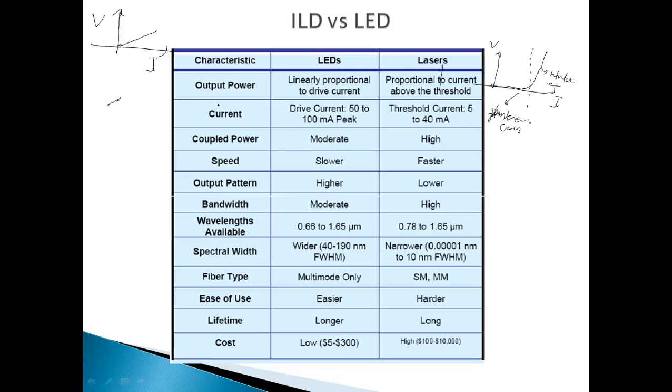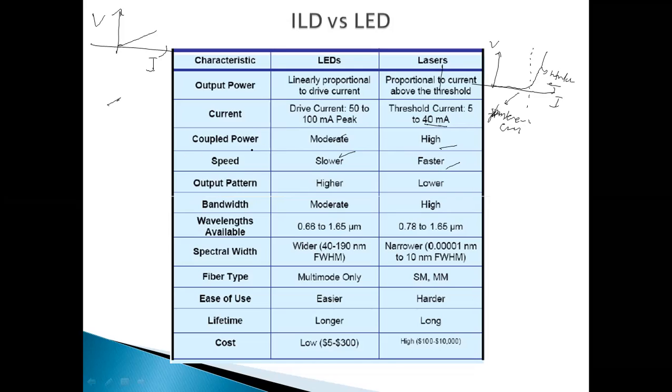For the drive current, the LED is about 50 to 100 milliampere peak, whereas for lasers it's based on threshold current, about 5 to 40 milliampere. The coupled power for the LED is moderate, but for lasers it's very high. The speed is slower for the LED, but for lasers it's faster.